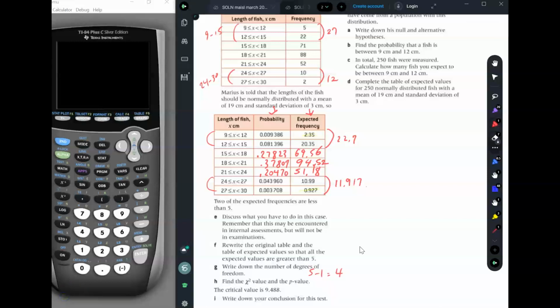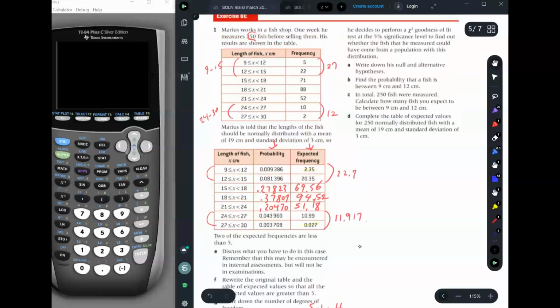By the way, I just noticed that the way I copied and pasted this problem, I should have gone up to this top right part here. So let's go up there and see what it says. Okay, his results turn on the table. And then standard deviation. So he decides to perform a chi-square goodness of fit test, at 5% significance level, to find out whether the fish he measured could have come from a population with this distribution. Okay. Part A, write down his null and alternative hypothesis.